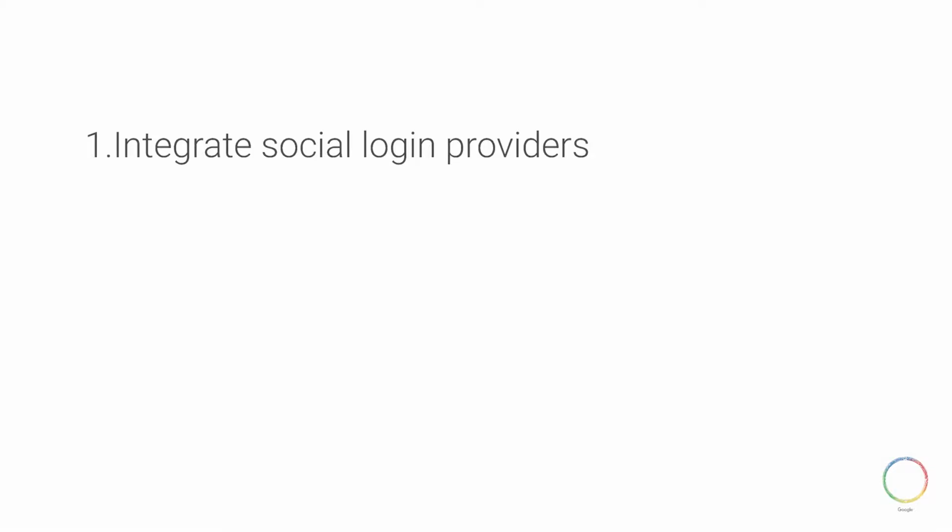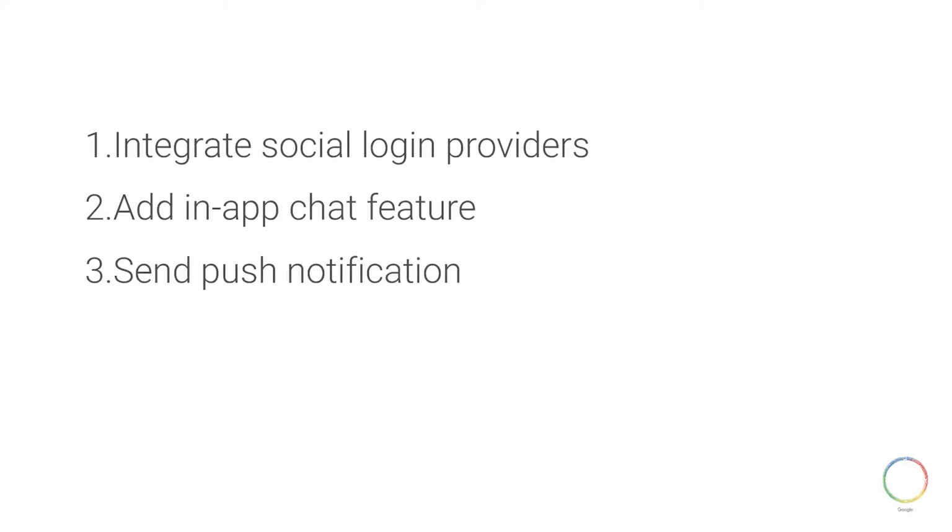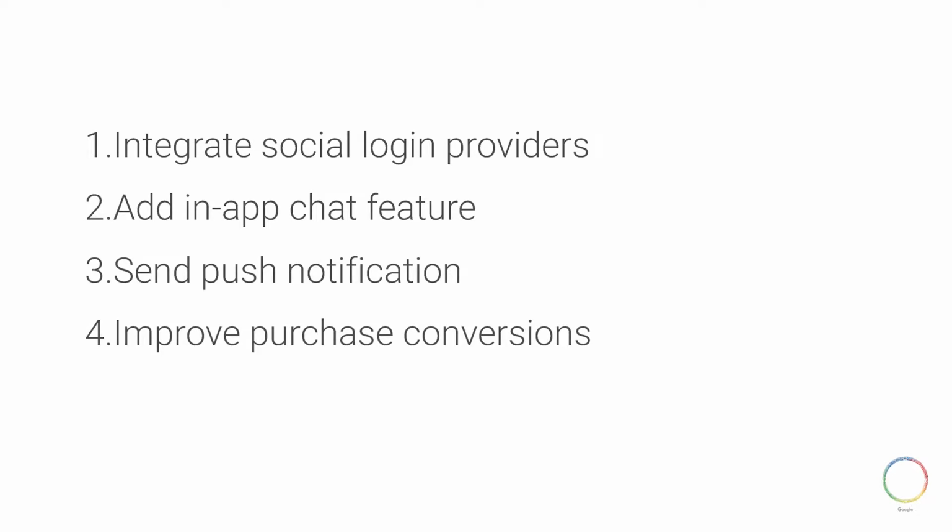And I'll share with you 4 recipes. The first one is how to add social login providers like Facebook login or Google sign-in to your app. The second one is to add an in-app chat feature to our e-commerce app so that our sellers and buyers can talk directly with each other. The third one is how to send push notifications without spinning up your own server. And the last one is how to use re-engagement push notifications to improve purchase conversion in the app.